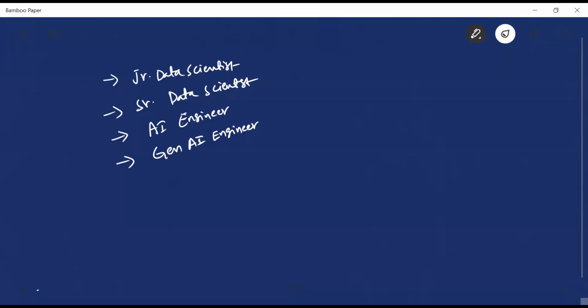So my second question is, to get into that position, do I need to start off with data engineering, followed by data scientist, then AI engineer, or can I straight away get into data scientist courses? Let's say, for example, how is our course designed?